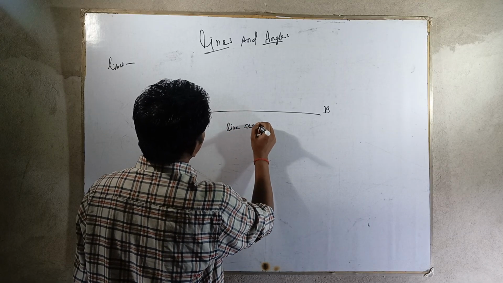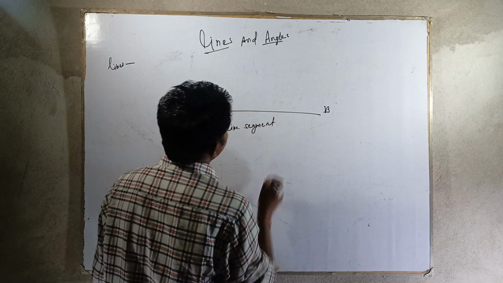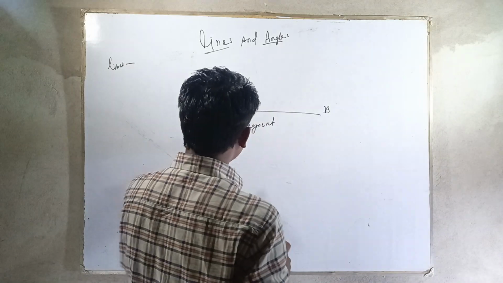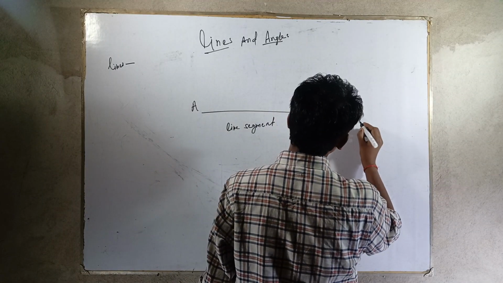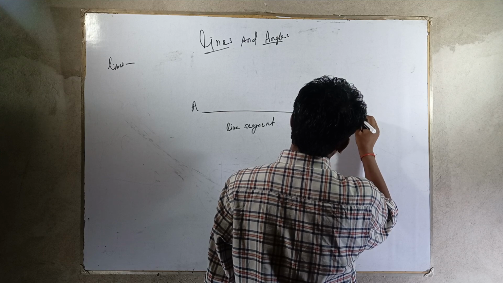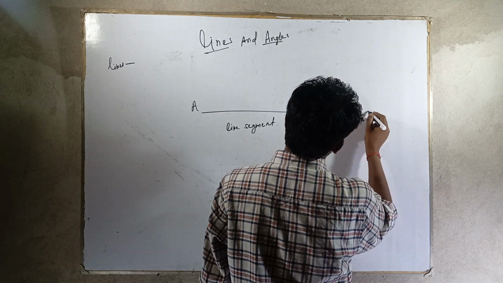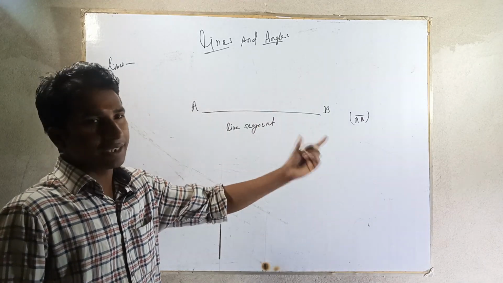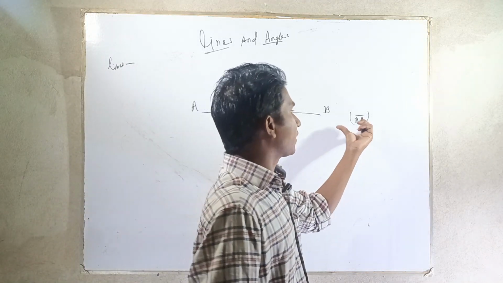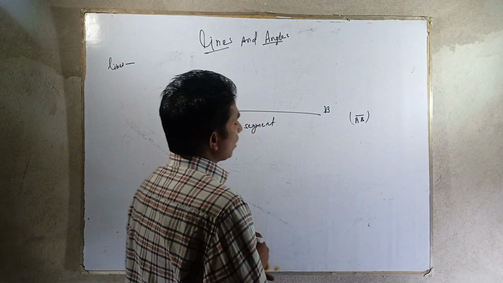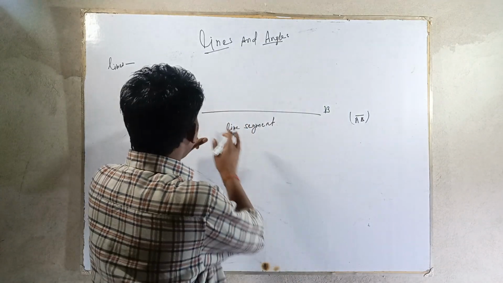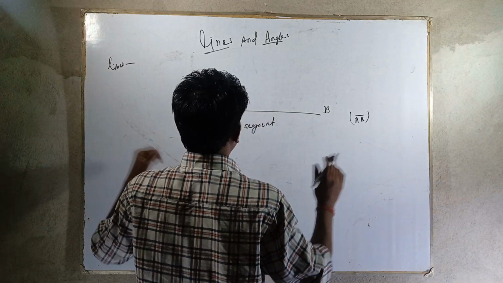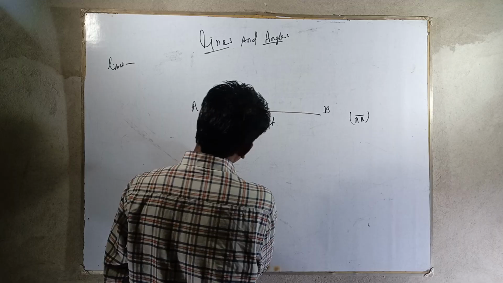Line segment. It is called a line segment and it is denoted by AB with a bar over it. This is the symbol, the indicator of a line segment. Next, what happens when we extend both points on both sides with an arrow sign like this.